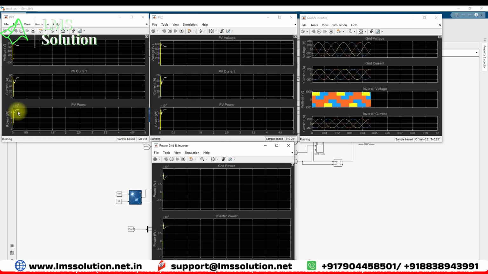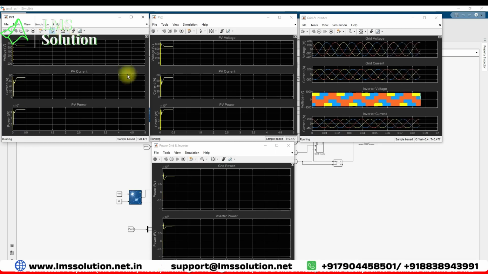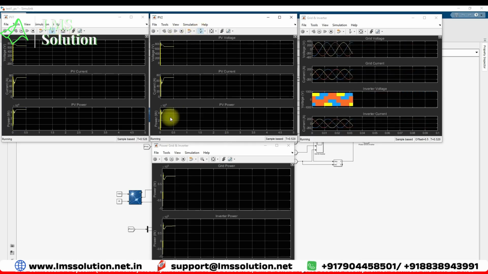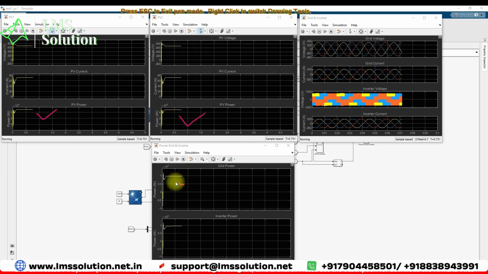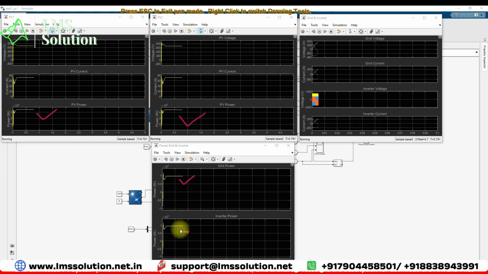Here you can see that it is based upon the irradiation, right? Currently we are fixing the irradiation at 1000 watts per meter square. That's why we are extracting the maximum power around 48 kilowatts. We are getting the maximum power for both the PV arrays. Whatever power we are generating is going to be sent to the grid, and also will go in the process via the inverter.